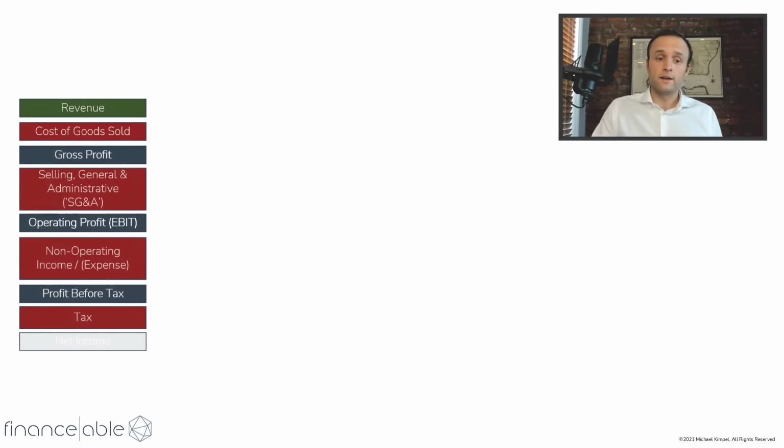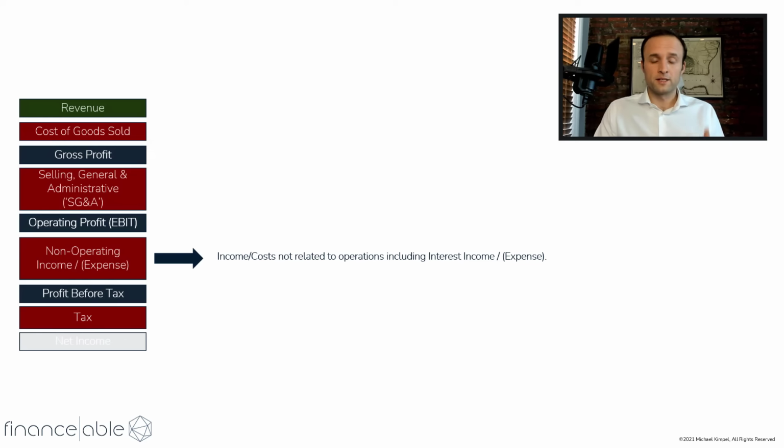Now, below the line, we have all of our income and expenses that aren't directly tied to the operations of the business, including interest income and interest expense. Interest income is the money we earn on our cash in the bank, and interest expense is what we pay as a cost to taking out debt. Then we have profit before tax, which is just a fancy term for taxable income, and then our income taxes, which is just the tax that we pay on our taxable income.